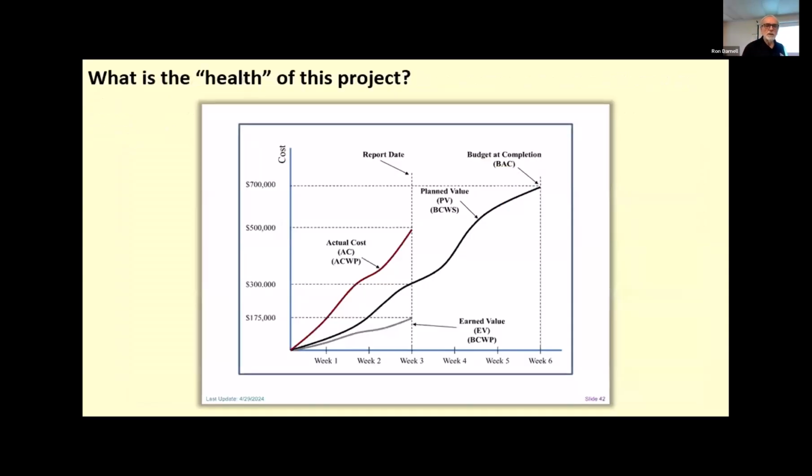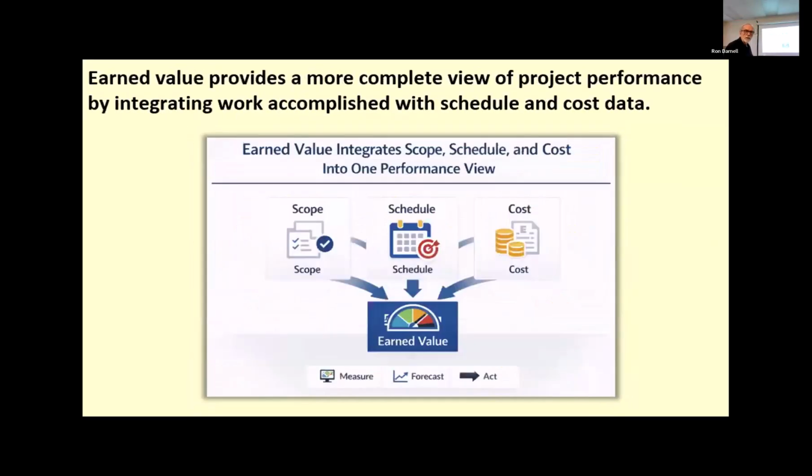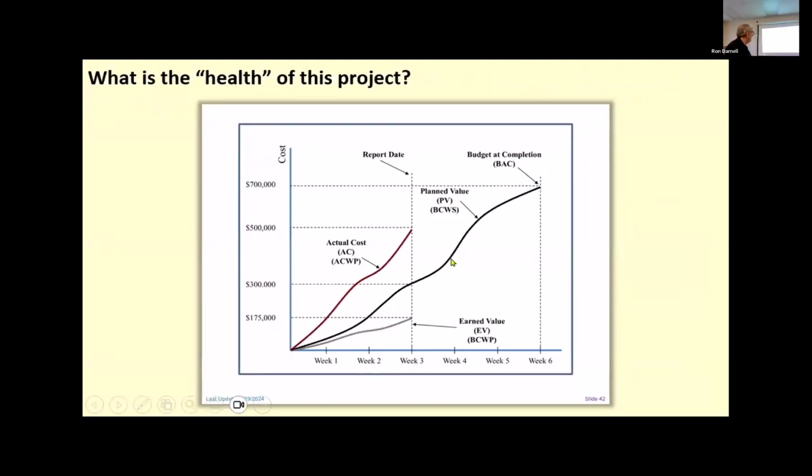So I've got another quick example here. What do you think about the health of this project? This is a typical, whoops, let me go back. Try to get my mouse over there. Okay. So these are typical curves here. In this project, week 6 is where they show the end, but we're right here in week 3 when they're taking the measurement. This is our report date.